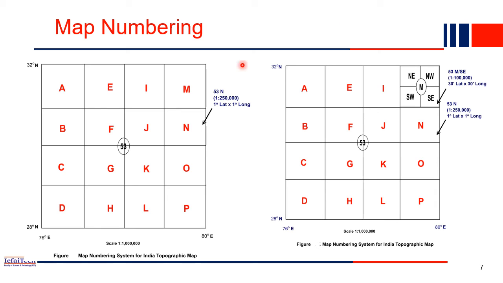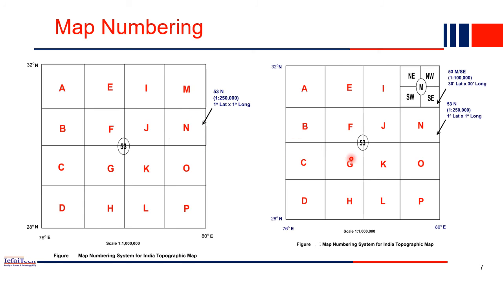Now this 53 is again subdivided into 16 parts, and we give the nomenclature A, B, C, D, E, F, G, H, like that. For this portion we call it 53N. This entire area we call 53, and what is the area here? It is 1 degree by 1 degree, which means approximately 100 kilometer by 100 kilometer. So 53 is the entire block, and we divided it into 16 parts, and each part will be basically 1 degree by 1 degree.